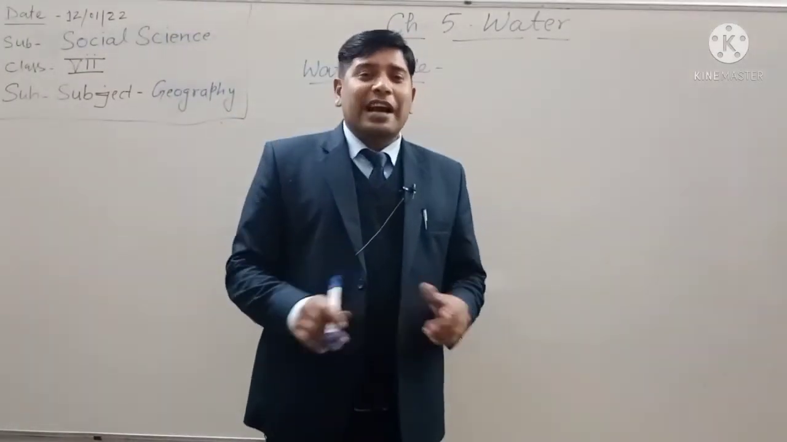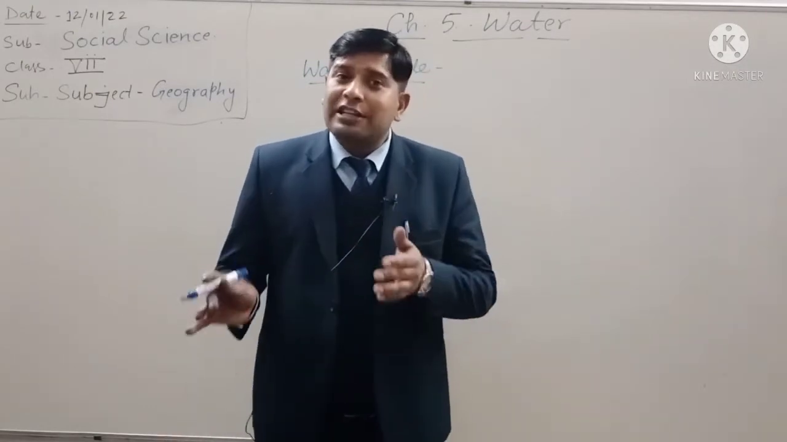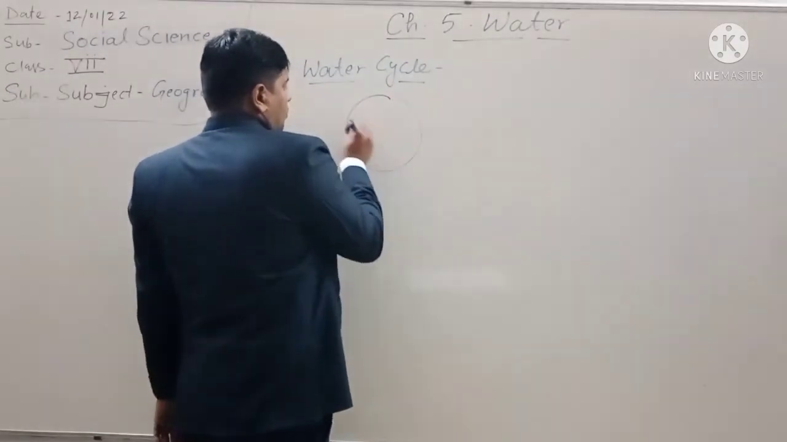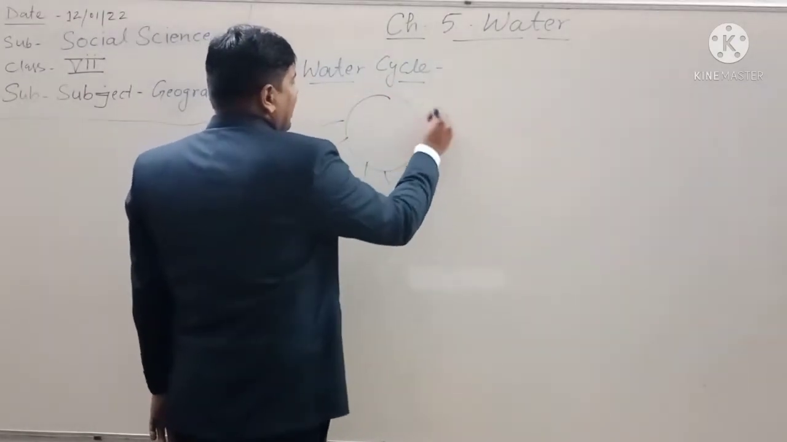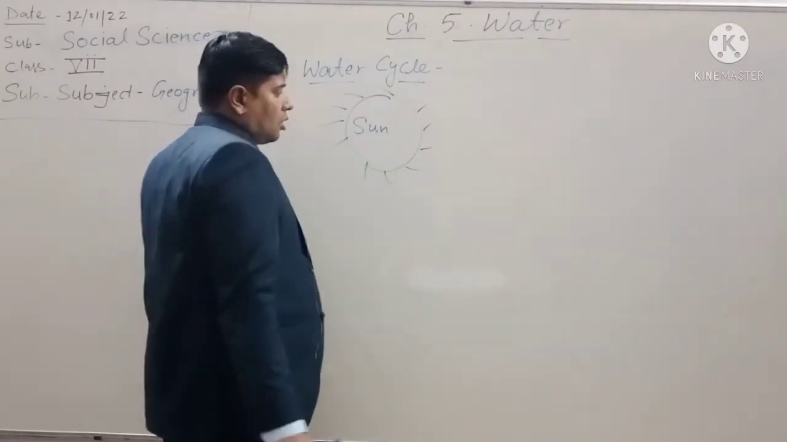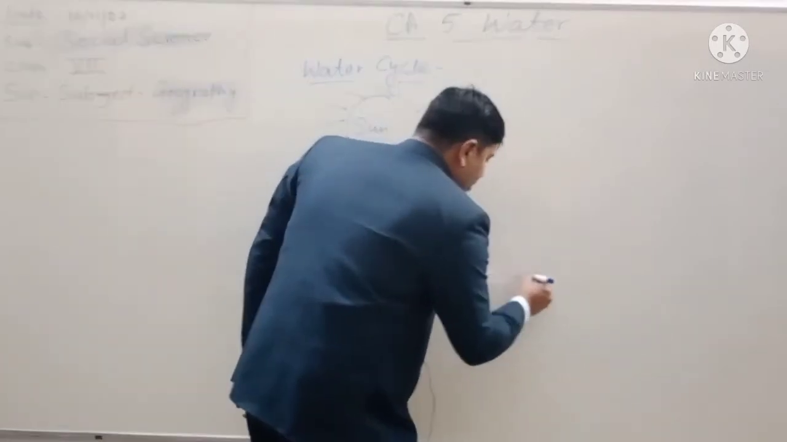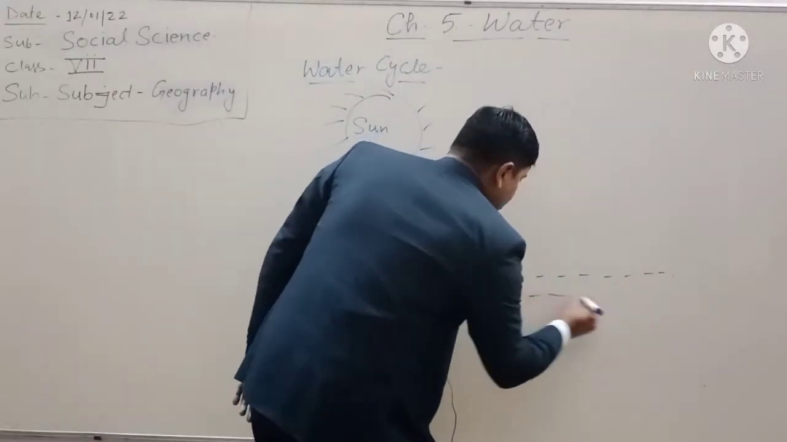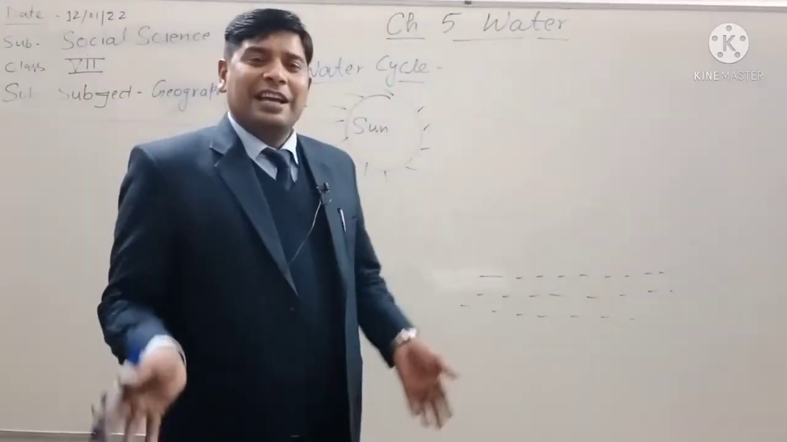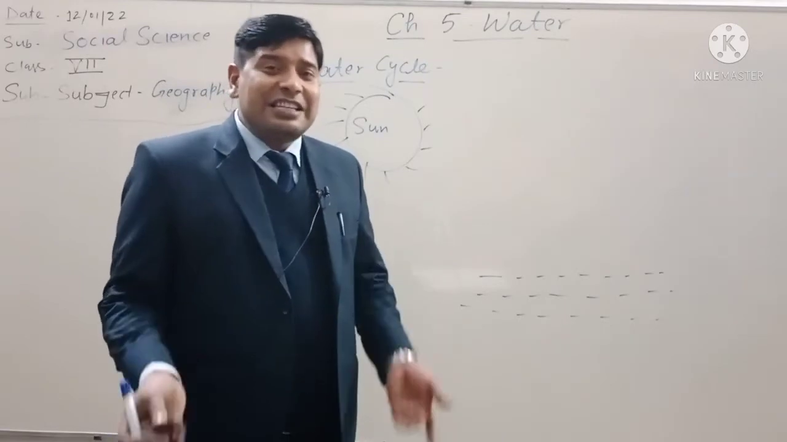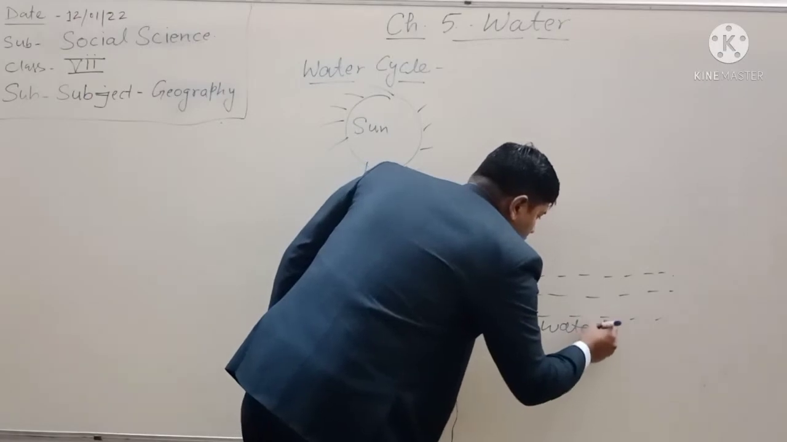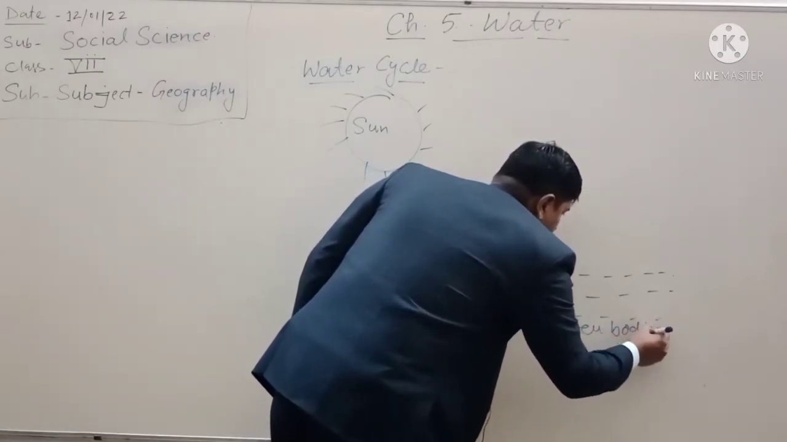Students, first we will try to understand the process of the water cycle. How does this happen? Suppose that this is the sun, and these are the water bodies, the major sources of water, including ponds, rivers, lakes, seas, and oceans.